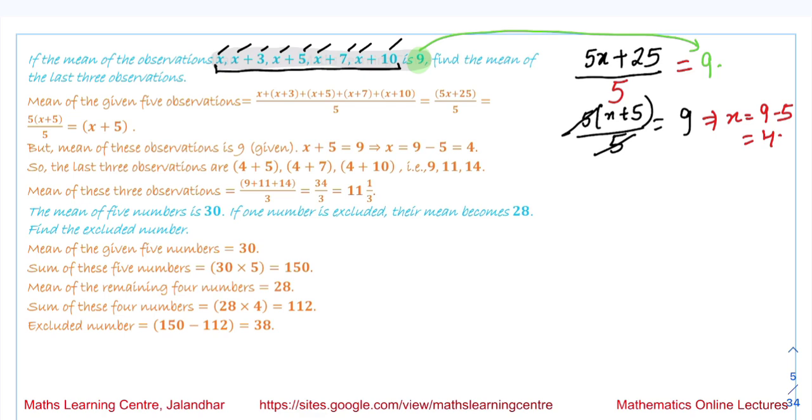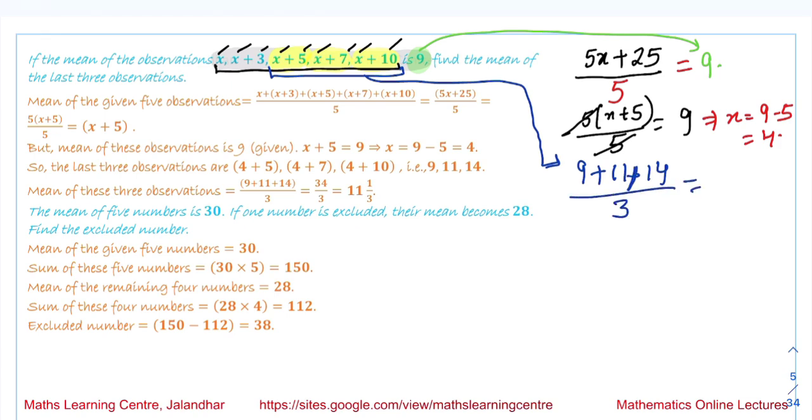Now what we have to do? Find the mean of the last 3 observations. So the last 3 observations means this is 1, 2, 3. These 3 observations we are talking about. So the mean of the last 3 observations: 4 plus 5 is 9, then 4 plus 7 is 11, and 10 plus 4 is 14. We are adding these 3 numbers and dividing by 3. So the answer we are getting is 34 by 3, that is equal to 11 whole 1 by 3. So this is the mean of the last 3 observations.